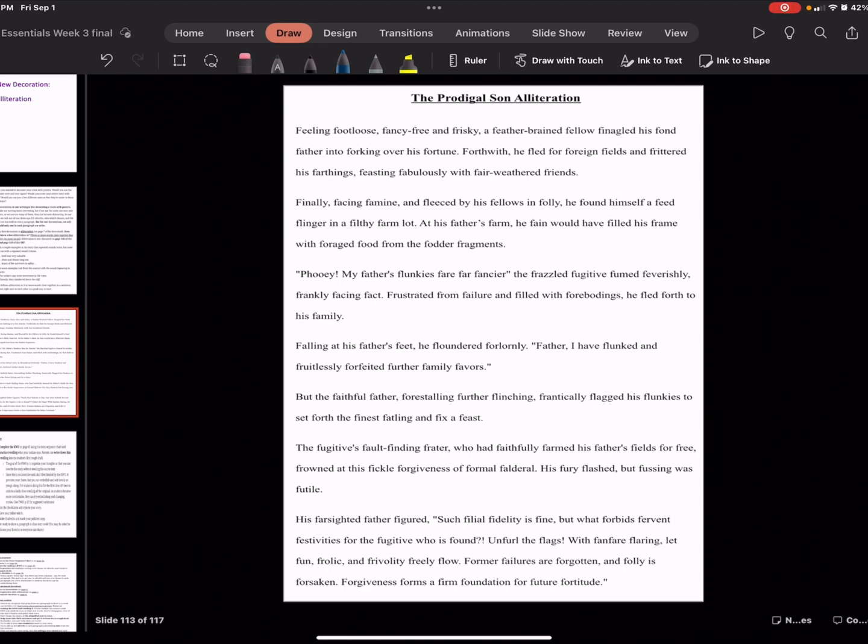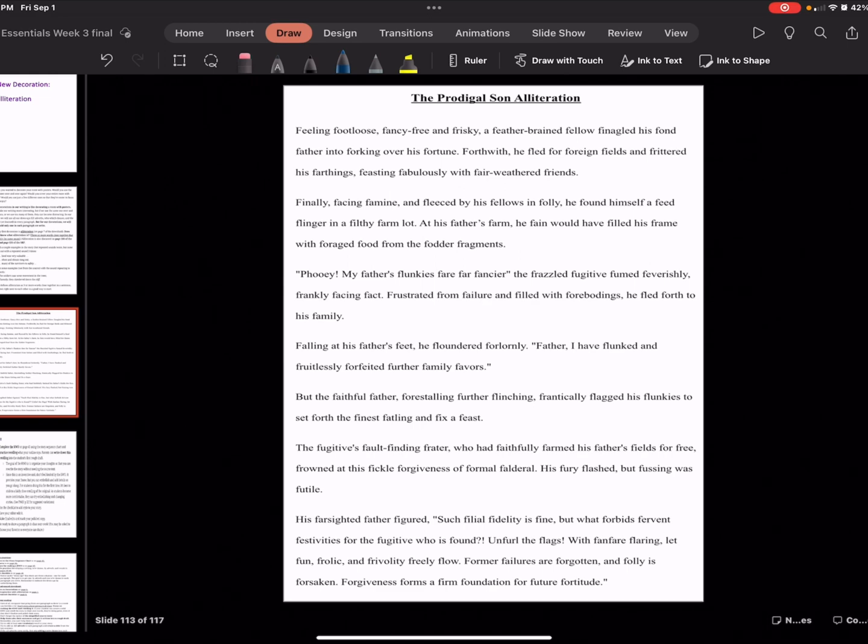At his father's farm, he fain would have filled his frame with foraged food from the fodder fragments. Phooey! My father's flunkies have far fancier. The frazzled fugitive fumed feverishly, frankly facing fact. Frustrated from failure and filled with forebodings, he fled forth to his family. Falling at his father's feet, he floundered forlornly. Father, I have flunked and fruitlessly forfeited further family favors.